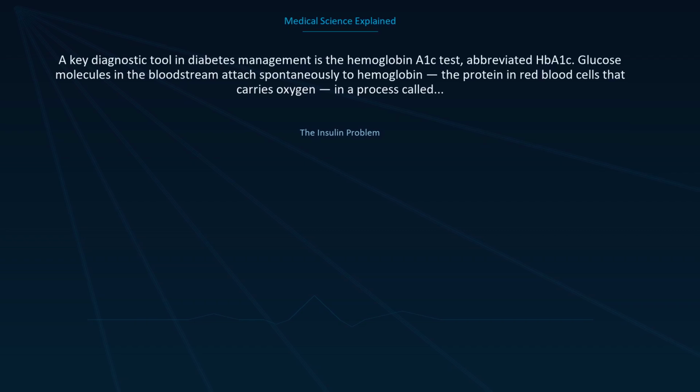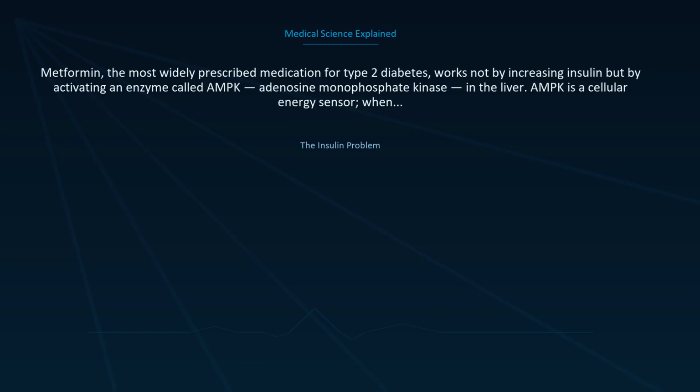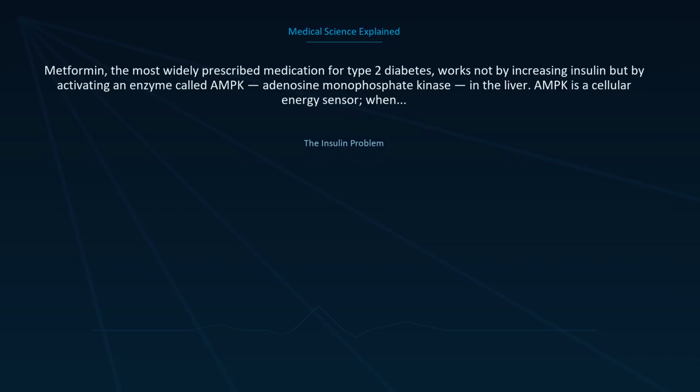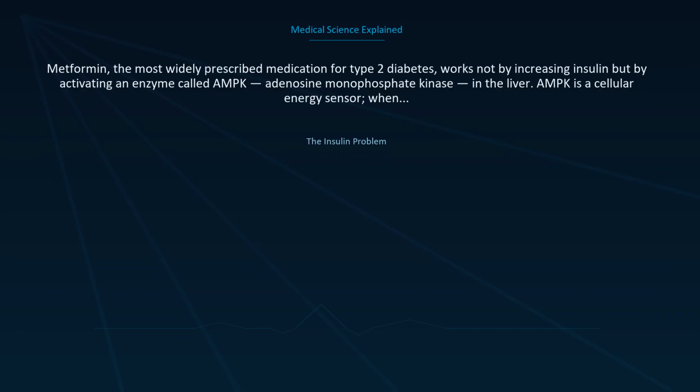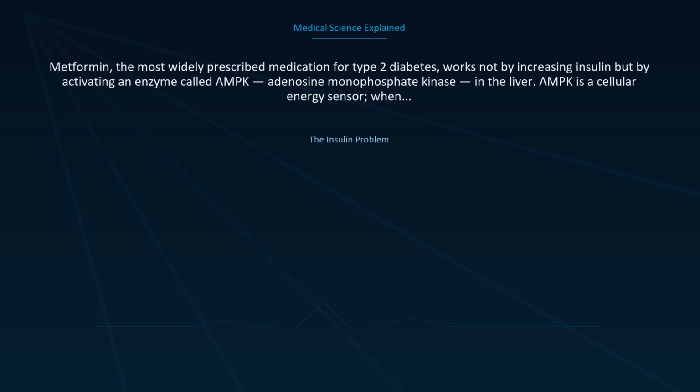Metformin, the most widely prescribed medication for type 2 diabetes, works not by increasing insulin but by activating an enzyme called AMPK, adenosine monophosphate kinase, in the liver. AMPK is a cellular energy sensor. When activated, it suppresses the liver's own glucose production, a process called gluconeogenesis, which normally adds to circulating glucose levels between meals. This mechanism is distinct from insulin. Metformin works on the liver's output rather than on glucose uptake in peripheral tissues.